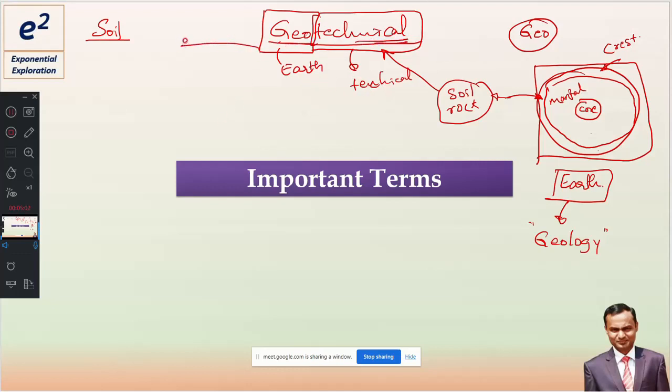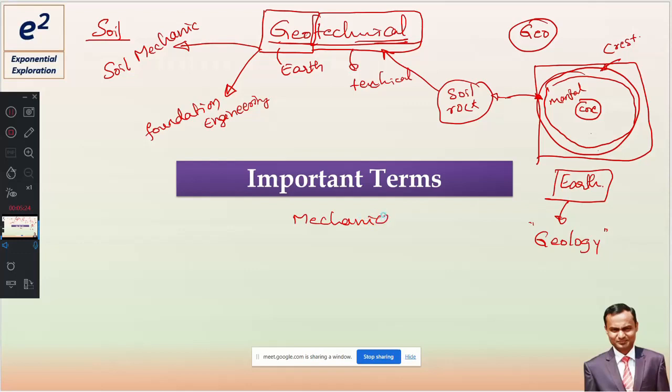This geotechnical engineering we will divide into two parts. The first one is soil mechanics, and the second one is foundation engineering. Correct? Okay. You should know the meaning of mechanics first. The meaning of mechanics is to apply some stimulus, stimulate something, and study the response of that one.